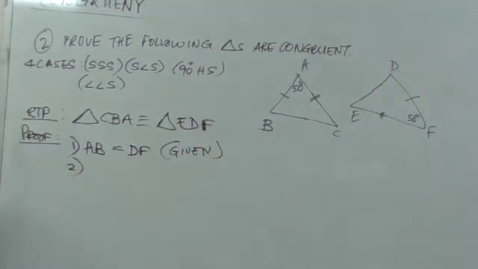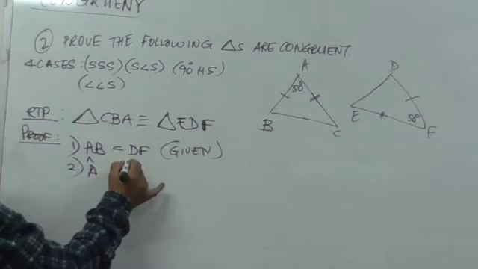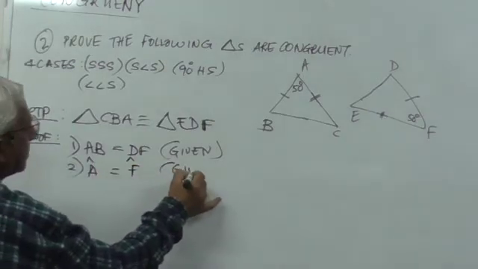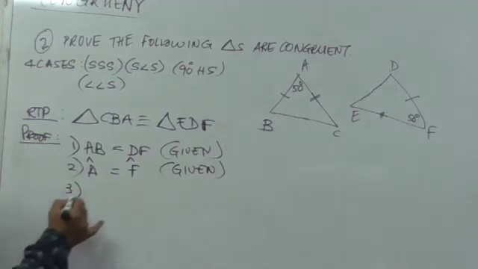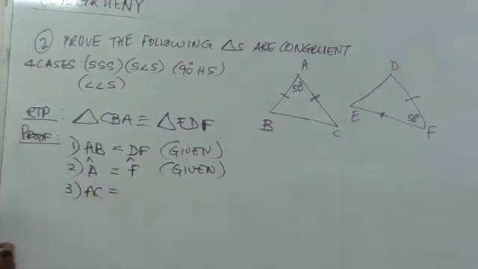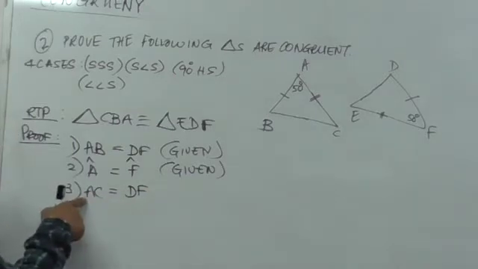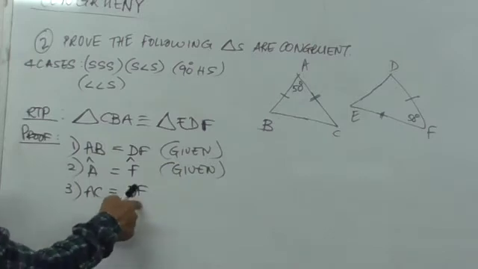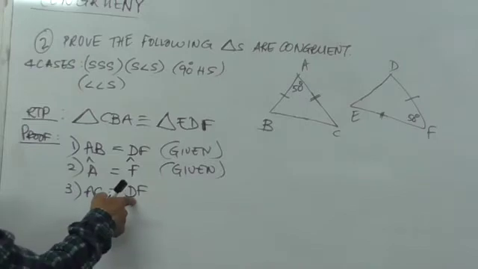Number 2. Let me take the angle. Angle A is equal to angle F. Why? It was given to us. 50 degrees each. Number 3. AC is equal to DF. You can say AC or CA. You can say DF or FD, doesn't matter. So AC is equal to DF.